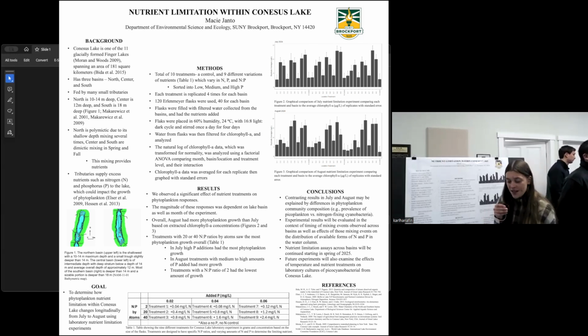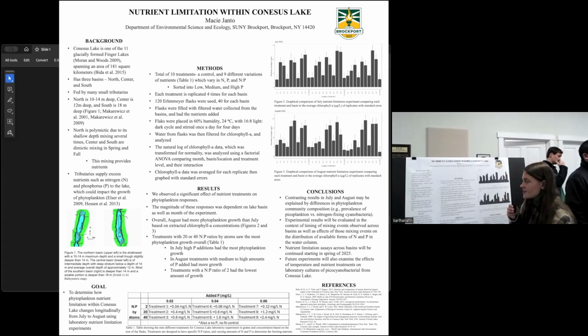The north basin is polymictic, which means that it mixes multiple times throughout the year. The center and south are dimictic, meaning they mix once in the fall and once in the spring. These mixing events bring nutrients from the sediment of the lake up into the water column, and nutrients are also added from the tributaries. The nutrients I'm interested in specifically are nitrogen and phosphorus. So I set up an experiment to determine how phytoplankton, which is algae, is limited across Conesus Lake in the summer months, July and August.